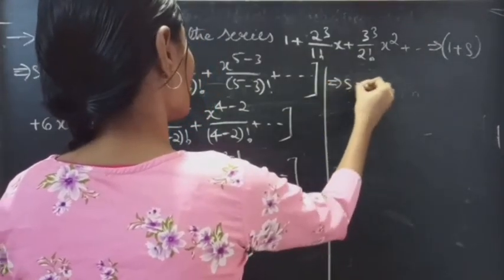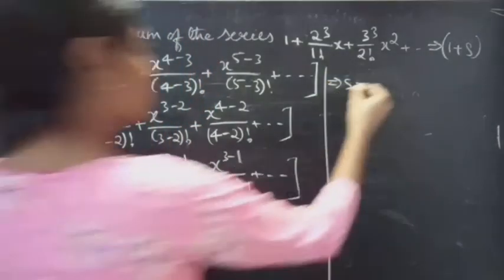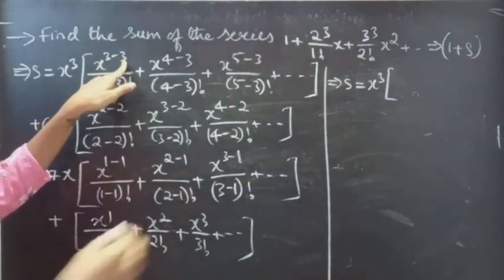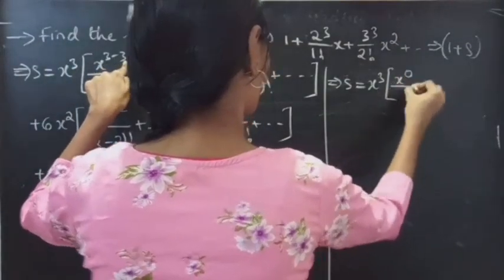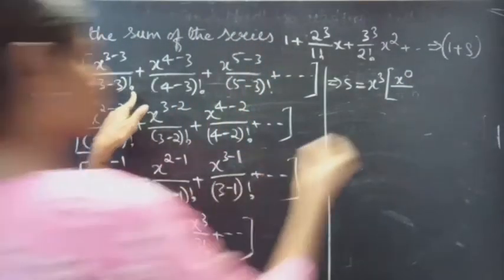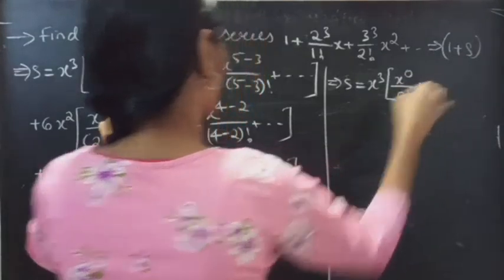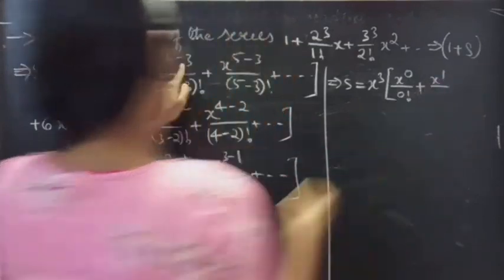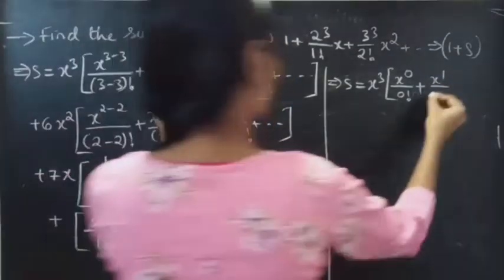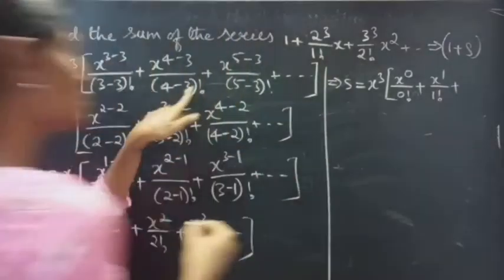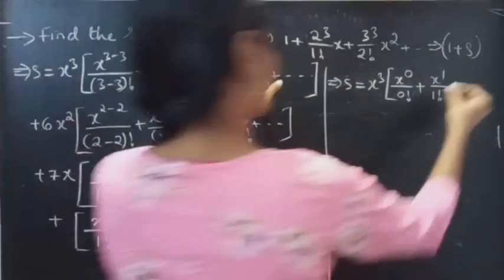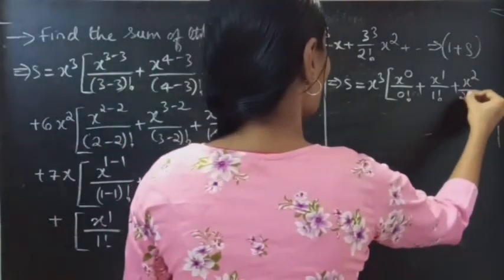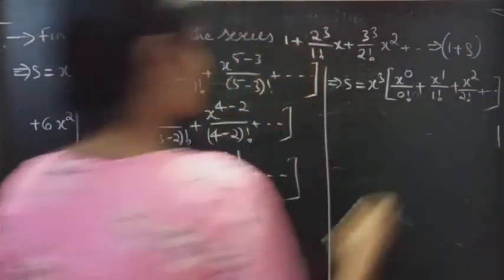Then s equals x cube into x power 3 minus 3, which is x power 0 by 3 minus 3 factorial, that is 0 factorial, plus x power 4 minus 3. 4 minus 3 is 1, that is x power 1 by 4 minus 3, 1 factorial, plus x power 5 minus 3, x square by 5 minus 3, 2 factorial, plus so on.